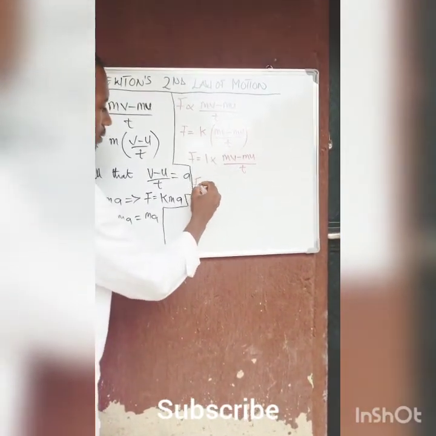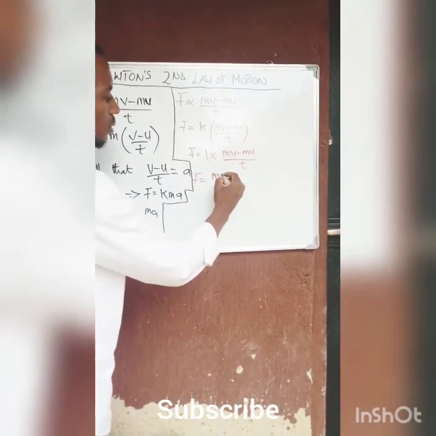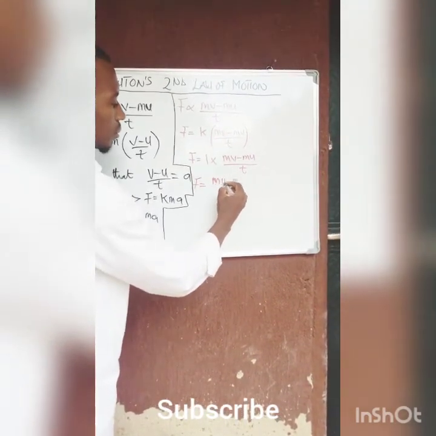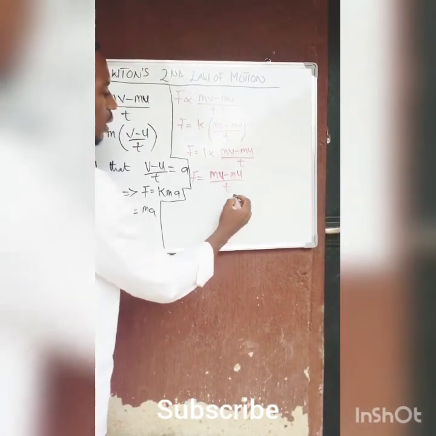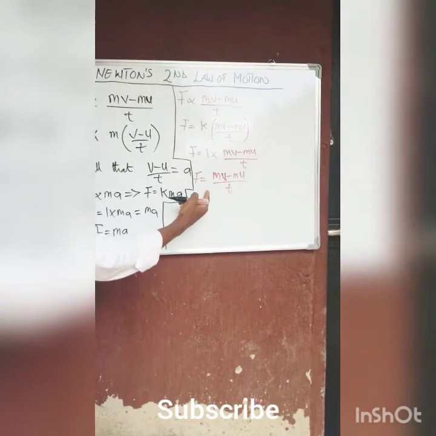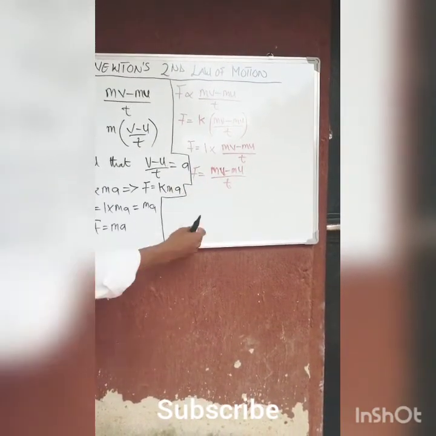Then we can now have that finally F is equal to (mv minus mu) all over t. And this is a situation where force is given as a measure of change in momentum.